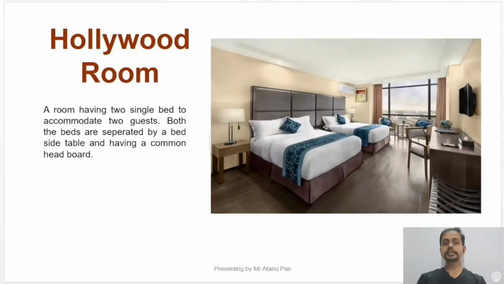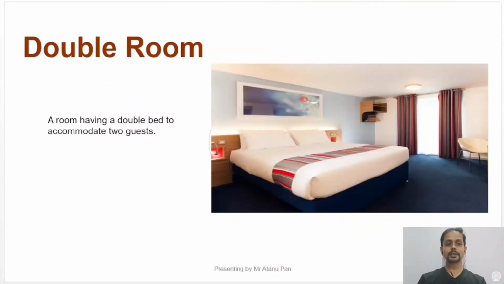The definition is the same, but what is the difference? The difference is that it is having a common headboard, whereas in a twin room the two different single beds have two separate headboards. A Hollywood twin room means it is a room which is having two single beds but can accommodate two persons, and it is having a common headboard. That is called a Hollywood twin room. All right, so let's go ahead.